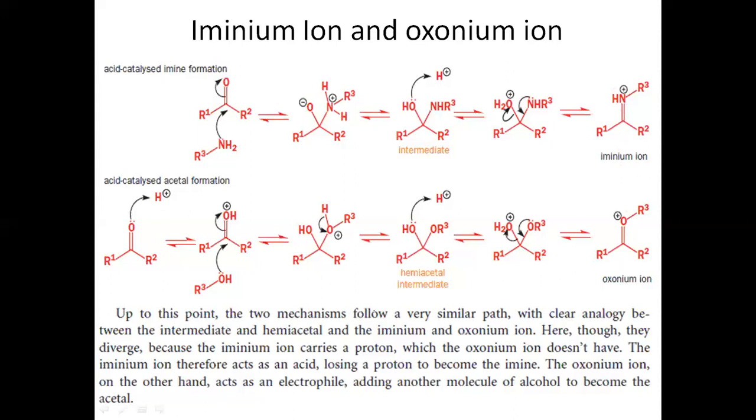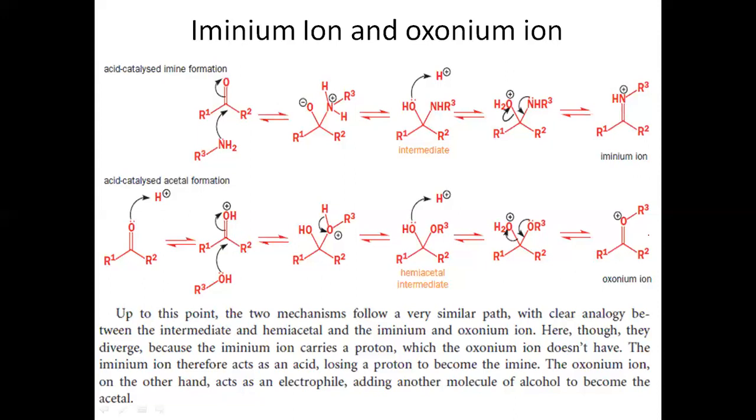I'm just reading this particular paragraph which has been written. Up to this point, the two mechanisms follow a very similar path with a clear analogy between the hemiaminal and hemiacetal intermediates, and a similar analogy between the iminium ion and oxonium ion. Here, though, they diverge because the iminium ion carries a proton which the oxonium ion doesn't have. The iminium ion therefore acts as an acid, losing the proton and becoming the imine, whereas the oxonium ion on the other hand acts as the electrophile, adding another molecule of alcohol and forming the acetal.